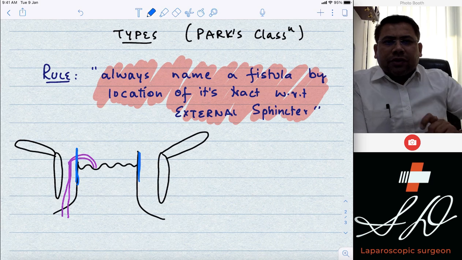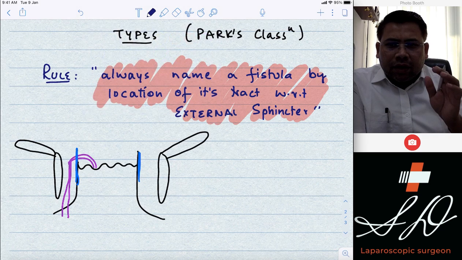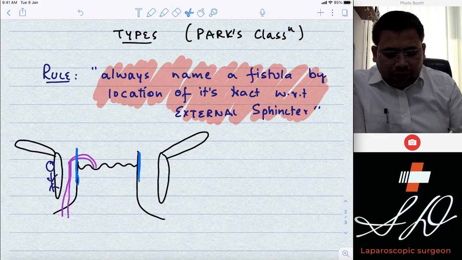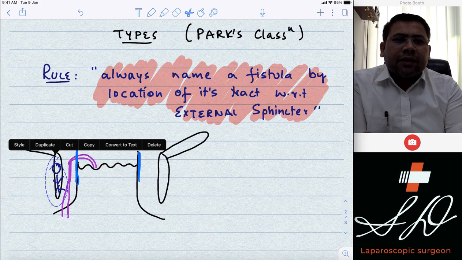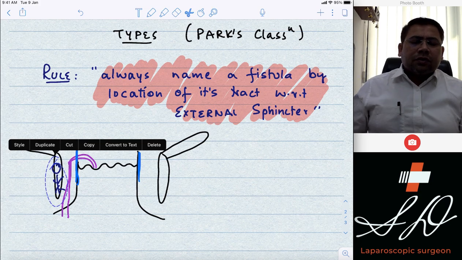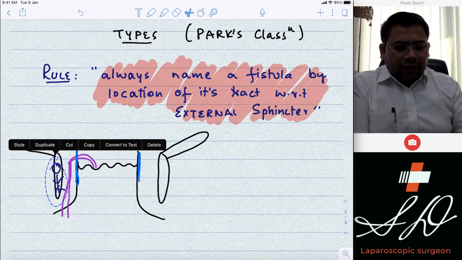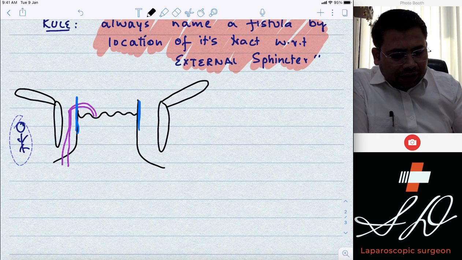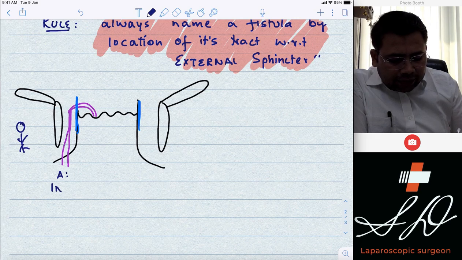Now, the first job is always to look at the fistula with respect to your position at the external sphincter. So you are standing at the external sphincter. Where do you see the tract? You see the tract in between the two sphincters. This is a groove known as the intersphincteric groove. So this variety will be known as intersphincteric. The A that I have labeled is intersphincteric.